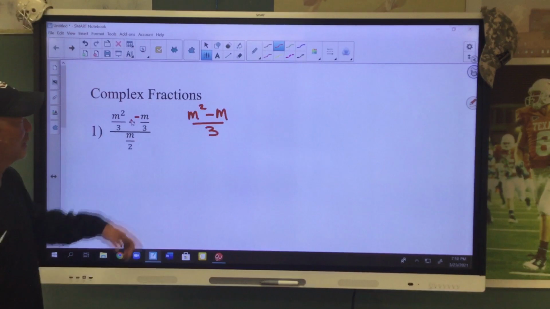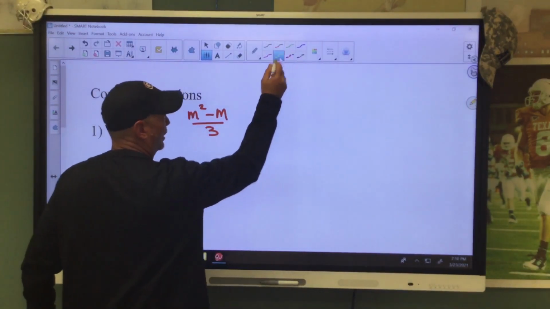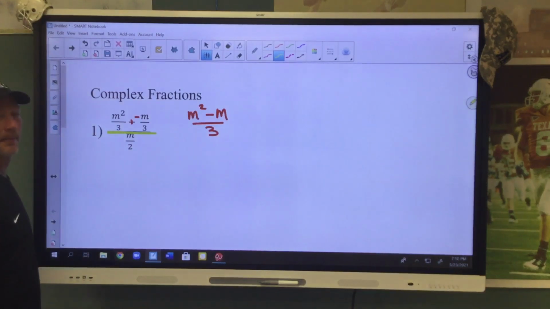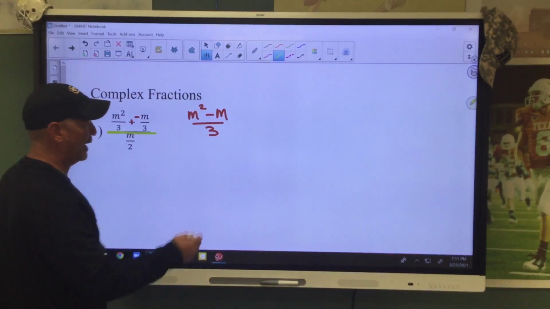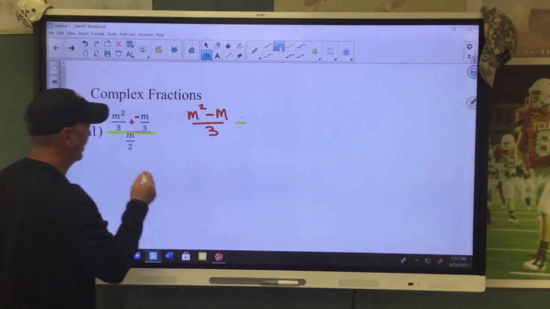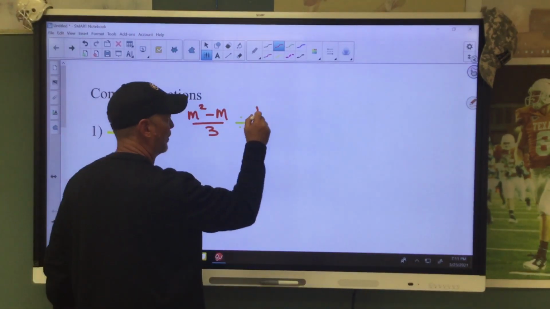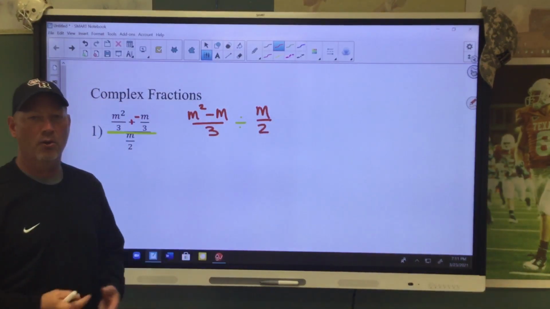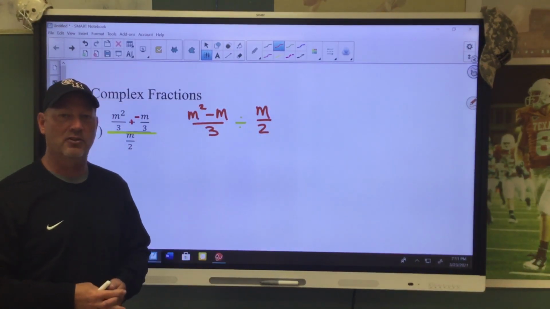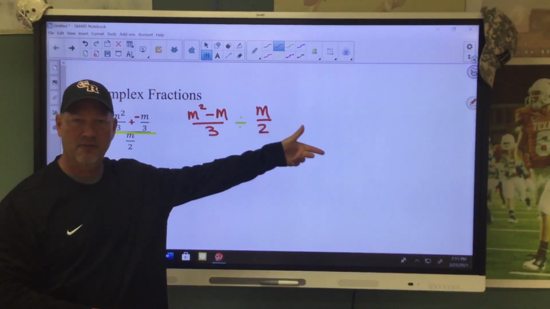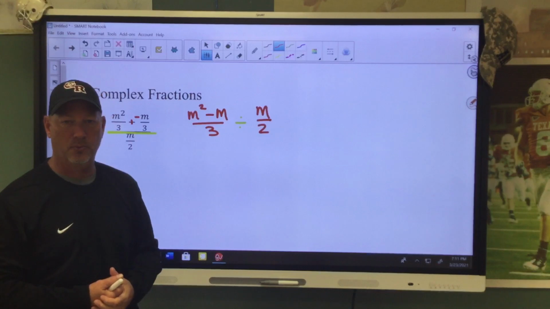Now we're going to treat this fraction bar as a giant division sign. So that means divided by m over 2. But we already know that we do not divide fractions. We change this to multiplication and we flip the second fraction. We multiply times the reciprocal.